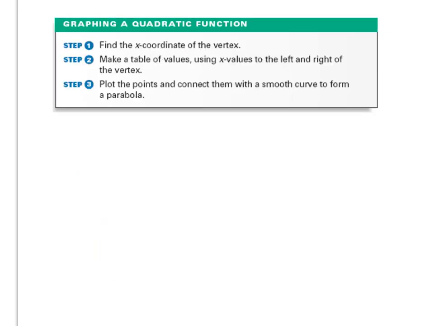So often when we graph parabolas, we want to just go through these 3 basic steps. Find the x coordinate of the vertex first, using opposite of b over 2a, and then make a table of values using x values to the left and right of the vertex, plot the points, and connect them. So we'll try that on the next one.